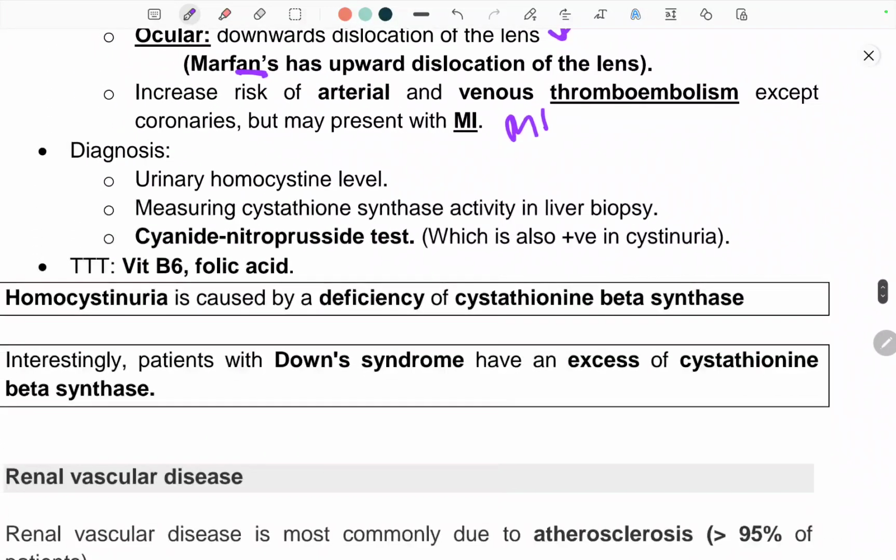Diagnosis is by urinary homocysteine level, and measuring cystathionine synthase activity in liver biopsy. The cyanide nitroprusside test is positive, which is also positive in cystinuria. Treatment is B6 and folic acid. Homocystinuria is caused by deficiency of cystathionine beta synthase. Interestingly, patients with Down syndrome have an excess of cystathionine beta synthase.